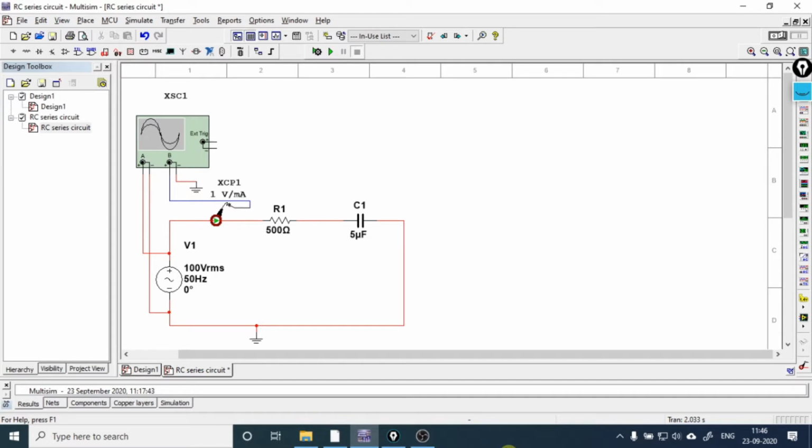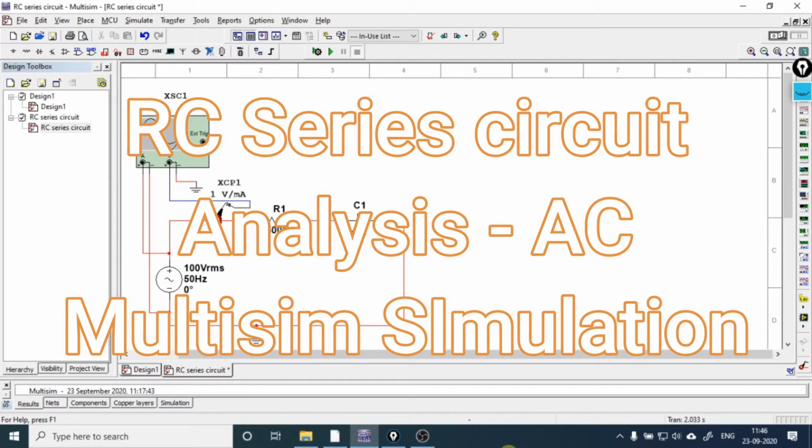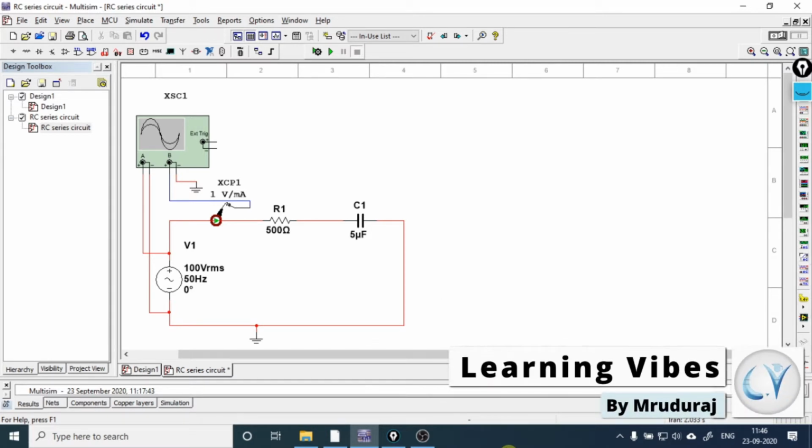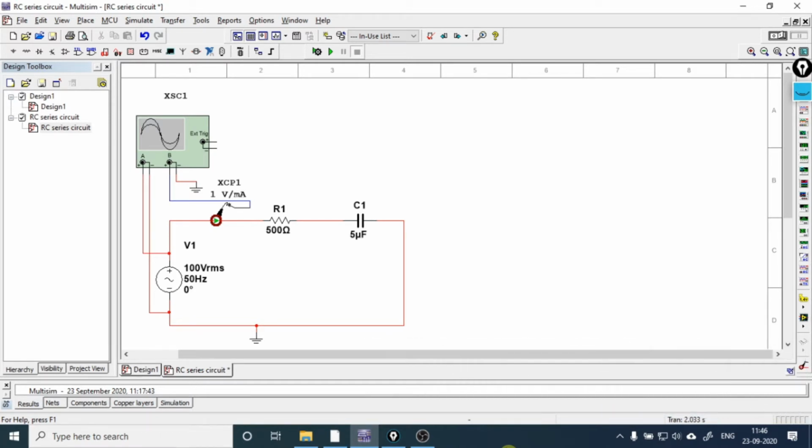In today's video, we are going to learn and understand the analysis of an RC series circuit with AC supply, and we are going to do this analysis with this simulation. We will change the values of resistance and capacitor, and then we'll see what difference it makes to the current and voltage of the circuit. So let's begin our analysis.